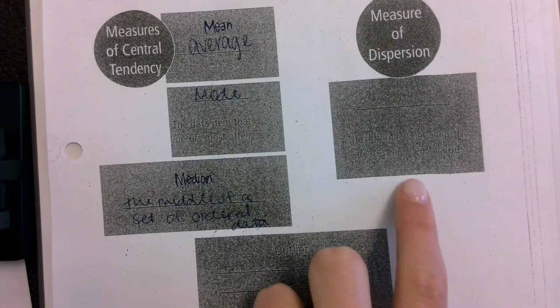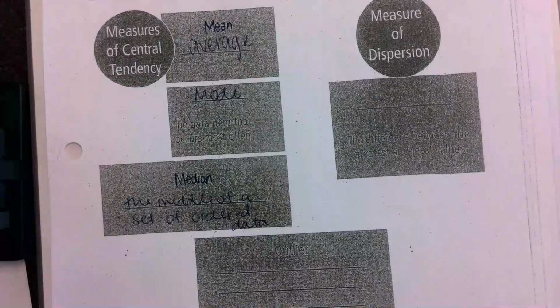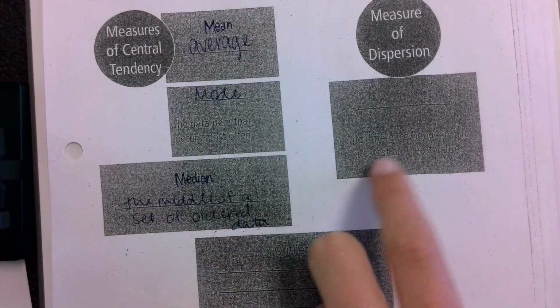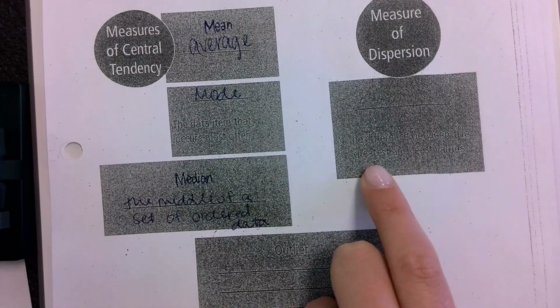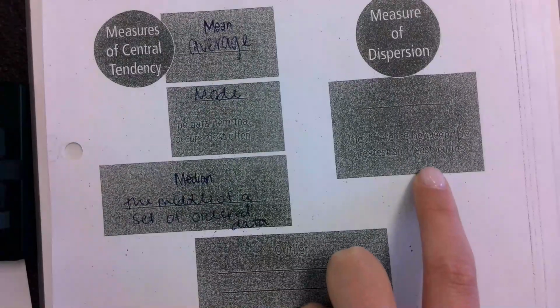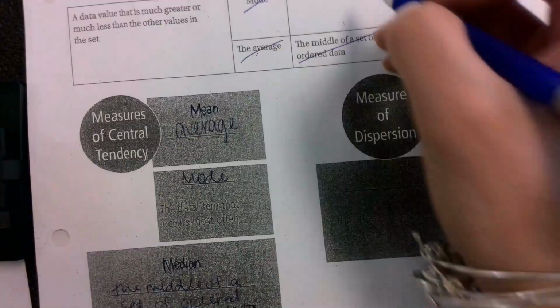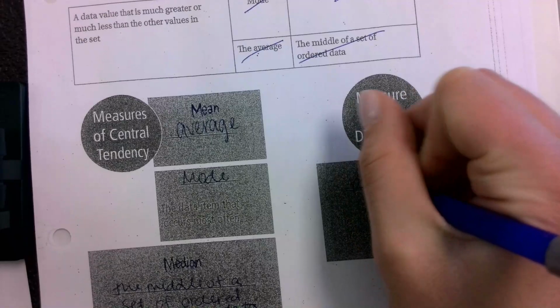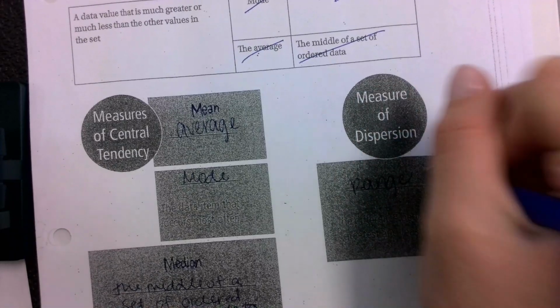Off to the side over here, we've got our measure of dispersion, which is how dispersed your data is. The name of it is missing, but it says it's the difference between the greatest and the least values. That's your range, yeah? Which is that one there. So for your range, you're just going to do your biggest minus your smallest.